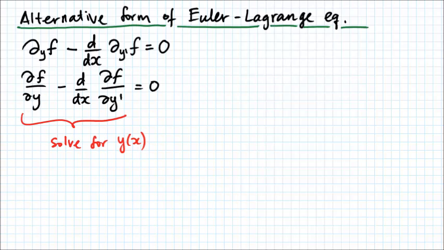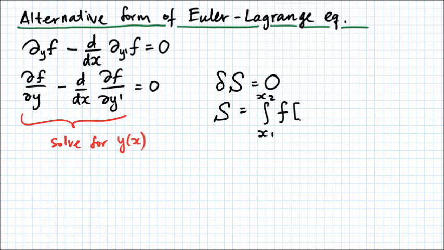and when we do so, we find that the following functional becomes stationary, which we write as delta S equals 0, where S is defined as a definite integral on interval from x1 to x2, and function f, a known function, we can call mother function, that tells us how we combine y, its slope y prime, and x into this integral.